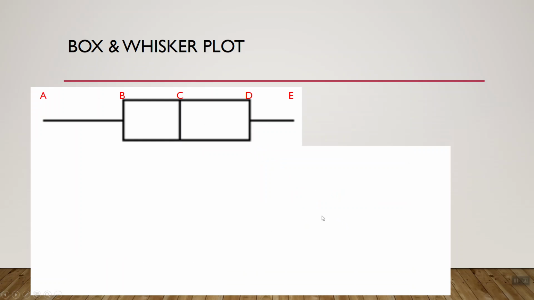Box and whisker plot. So here we've got a box and whisker plot, and I've identified the key parts of it. Which letter indicates the maximum value? Well, the maximum value is at the far end of the whisker, so E is the maximum.